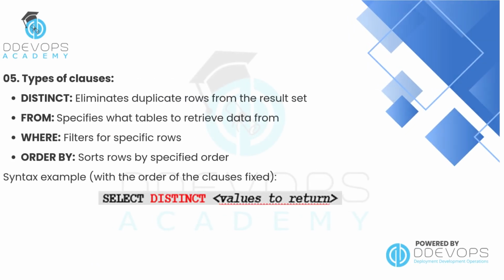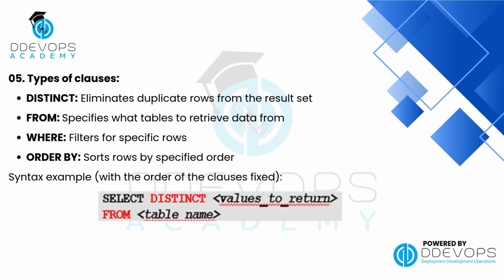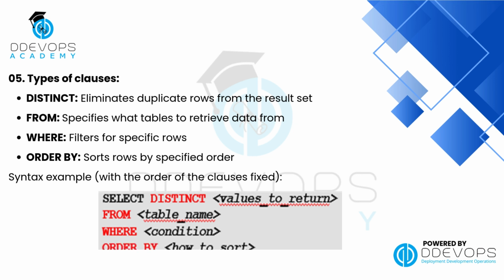Some key SQL clauses that shape your queries. Distinct removes duplicate rows, from tells SQL which table to pull data from, where filters rows based on conditions, and order by sorts the results. Together, they help you write precise and powerful queries. The typical order is select, from, where, then order by.